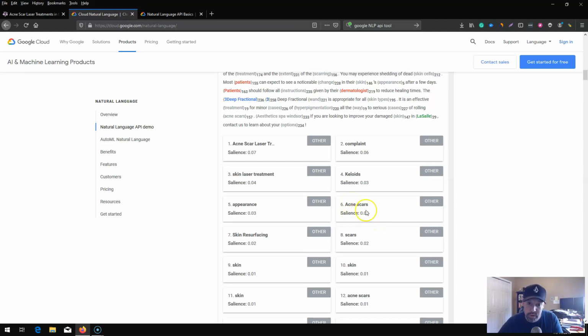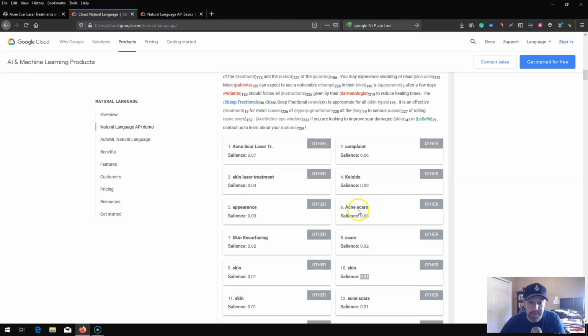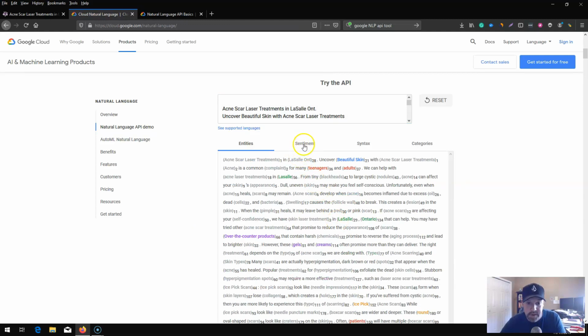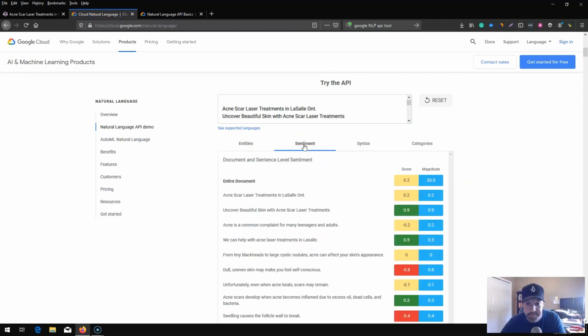So in a perfect world here, for every entity that Google has picked out of your copy, you would want that salience value to be very high, or at least giving some results as far as salience. That way you have created a highly on point topic for your copy. So the next thing that it pulls out is sentiment.